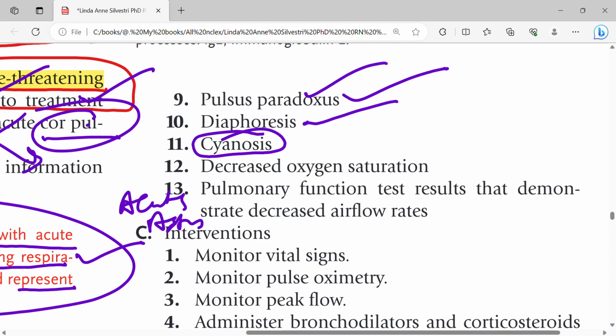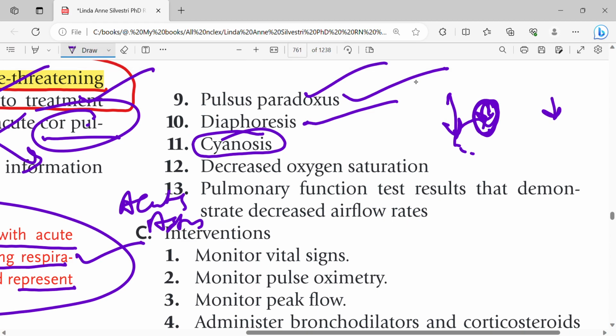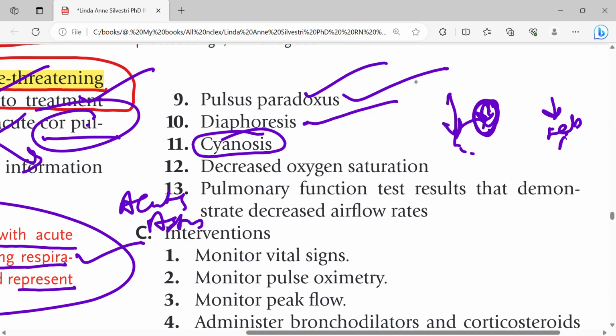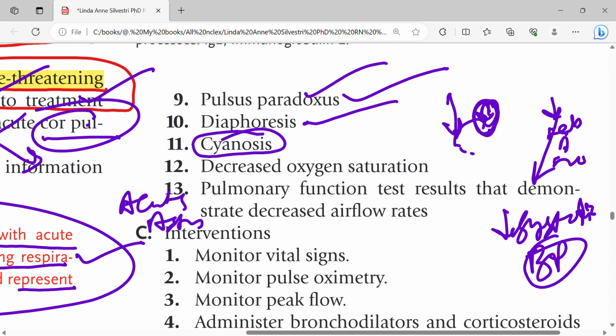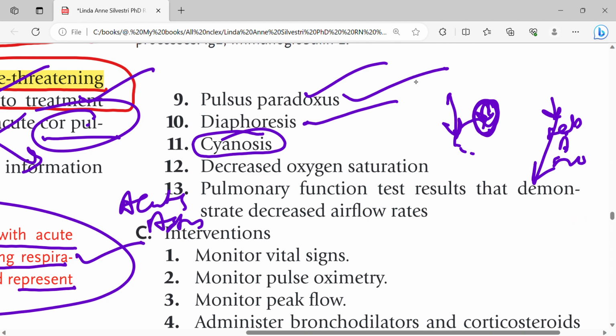Pulsus paradoxus means that when the negative pressure has increased, there is an overload of blood in the right atrium and less blood supply to the left atrium and left ventricle. So it will lead to a decreased systolic BP. That is called pulsus paradoxus.